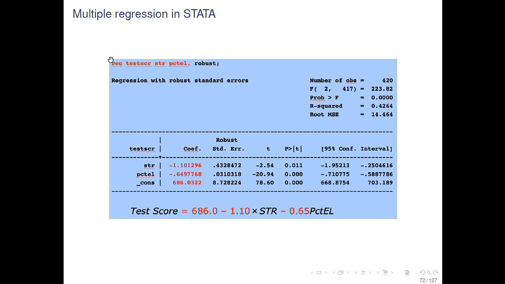We are using the same Stata command and put the left-hand side variable first and then list the right-hand side variables right after the left-hand side variable. After the comma, we put robust because we want to have robust standard errors. Then after you write this and hit the enter key, you will see these computation results.